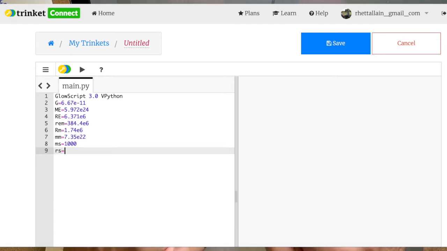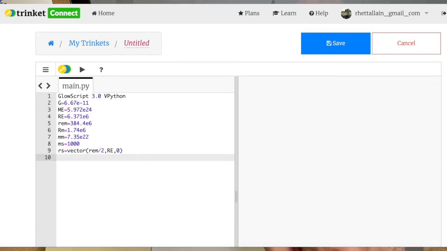Rs equals a vector. Okay, I want to treat these as vectors, so I'm going to enter this as a vector. It's going to be REM, which is a scalar, divided by 2, RE. Be careful with your case, right? Case matters. Now I need to enter the vector location of the Earth. I'll call it RE. Yeah, that's good. Let's call it R. I called it RE up there.